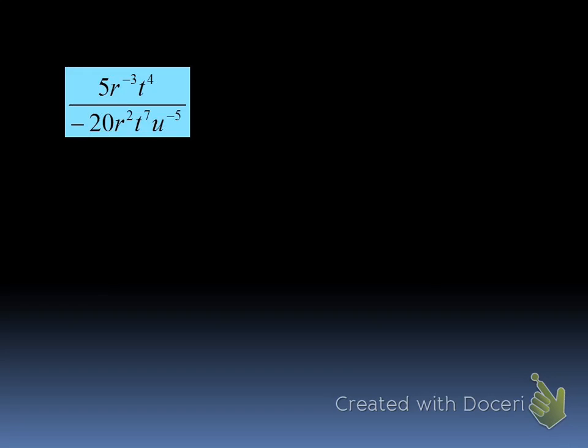But as far as teaching this to the masses, I'm doing this one way. All right? So we have 5 r to the negative 3rd, t to the 4th, all over negative 20 r squared, t to the 7th, u to the negative 5th. Okay?